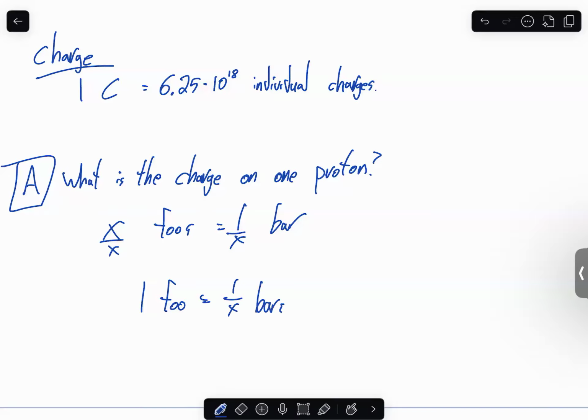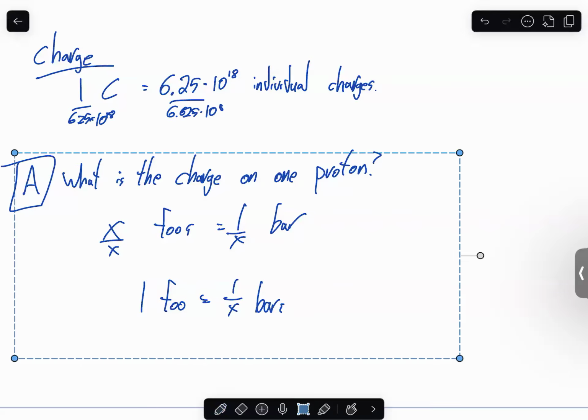This is true for anything. 12 inches equals 1 foot. 1 inch is a twelfth of a foot. Whoa, said it backwards. 12 inches is 1 foot. 1 inch is a twelfth of a foot. Same thing. So if I divide both sides by 6.25 quintillion, I get the following.